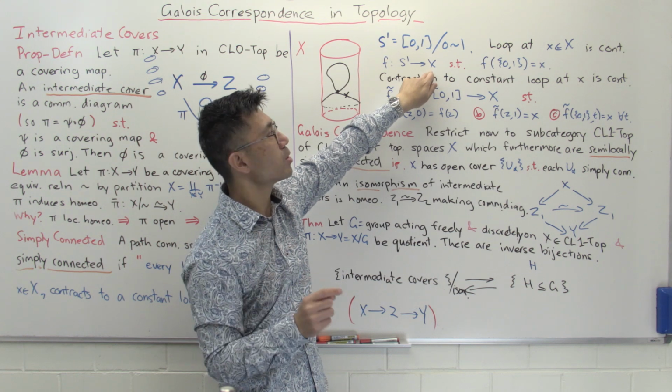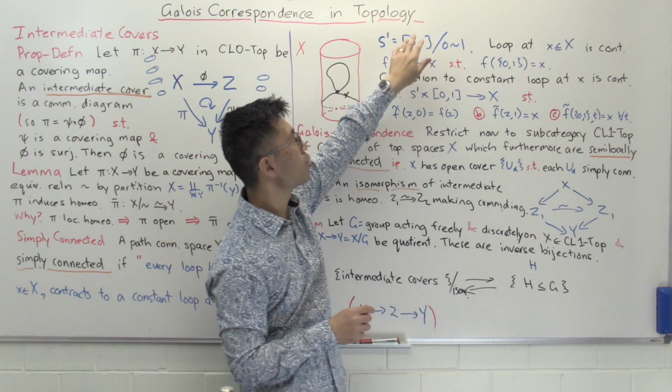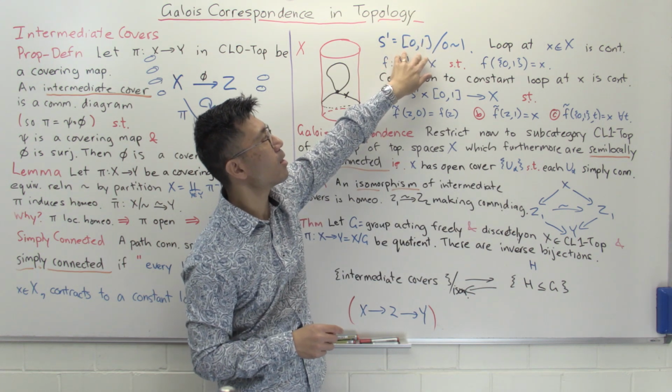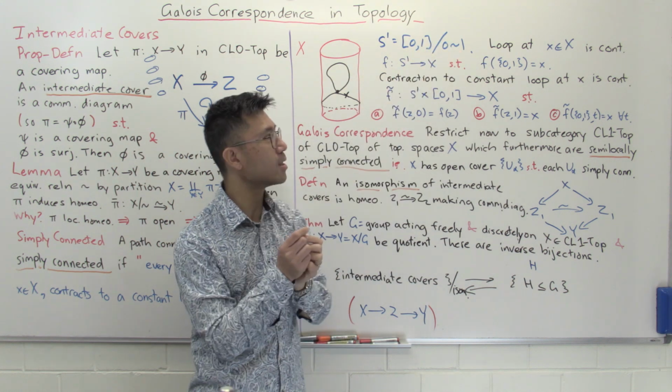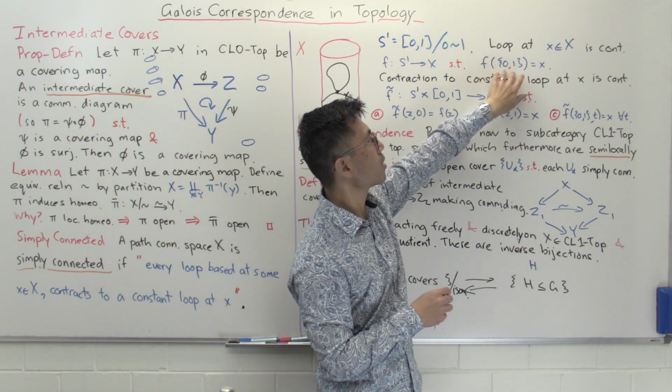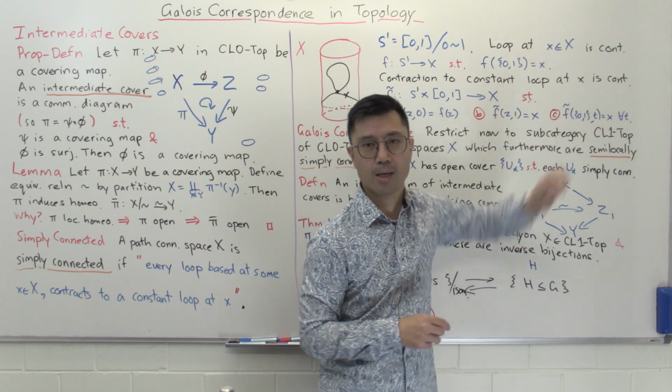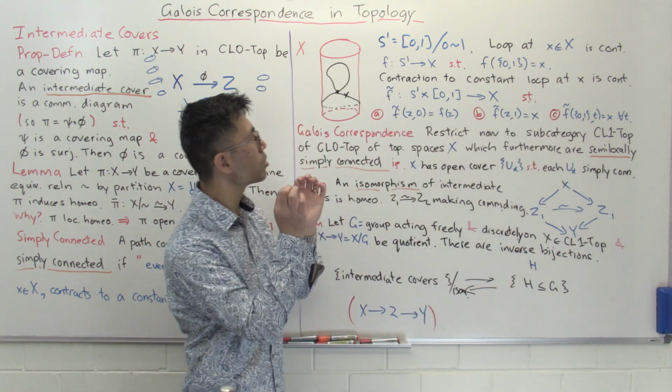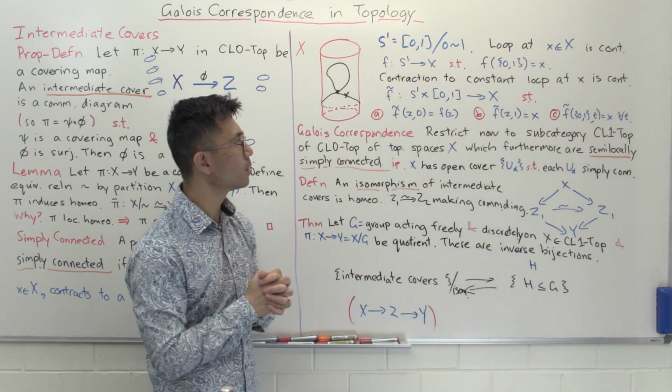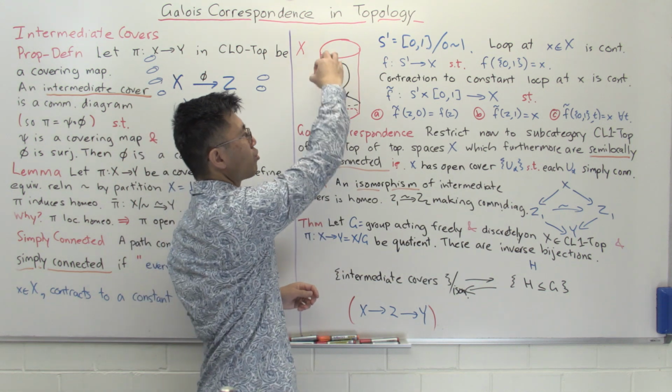And it's at x. What does it mean to be at x? Well, there's a special point in here. The way I wrote it, the endpoints are special, 0 and 1. And f at this equivalence class of 0, 1 is going to be x. So there is a distinguished point on this S1. And what does it mean to contract this loop?